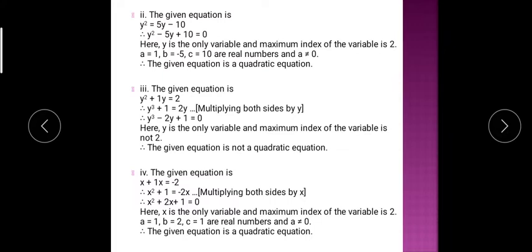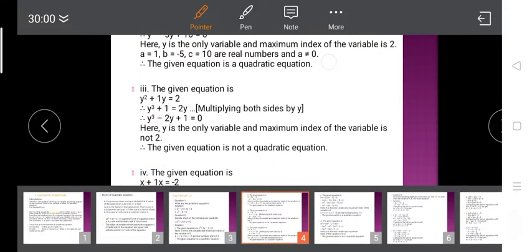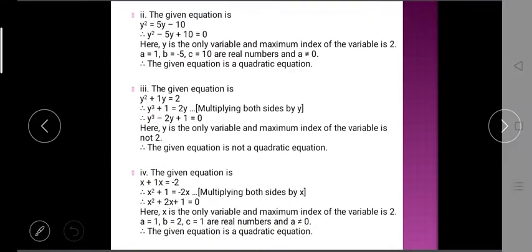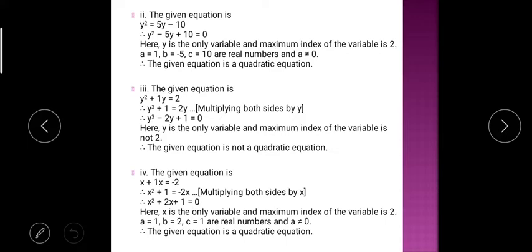y square plus 1y is equal to 2. y cube plus 1 is equal to 2y. Multiply both sides by y. What will you get? y cube minus 2y plus 1 is equal to 0. Here y is the variable. Here it is not a cube. Here it is a square. By mistake it was printed here. It is not a cube. Here it is a square. Okay students.